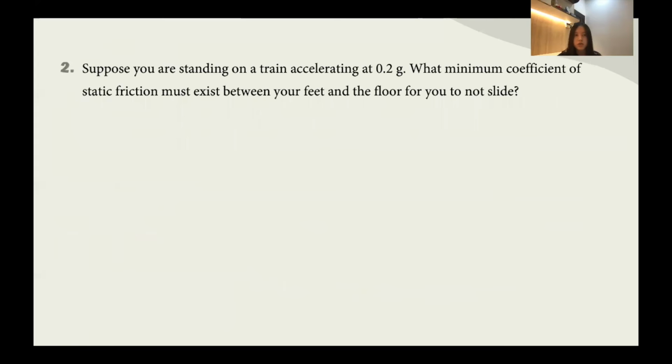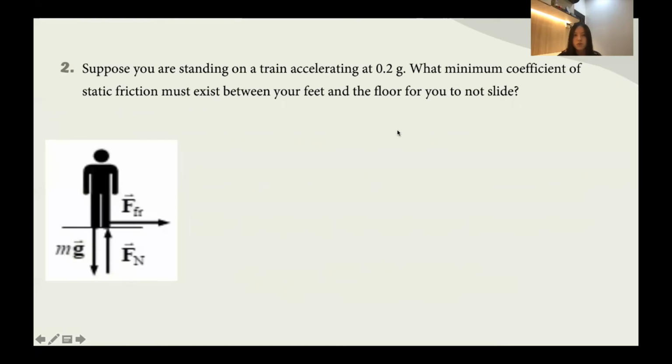Next, we'll proceed to the second question. Suppose you are standing on a train accelerating at 0.2 gravity. What minimum coefficient of static friction must exist between your feet and the floor for you to not slide? Before we solve the problem, we are going to draw the free body diagram.